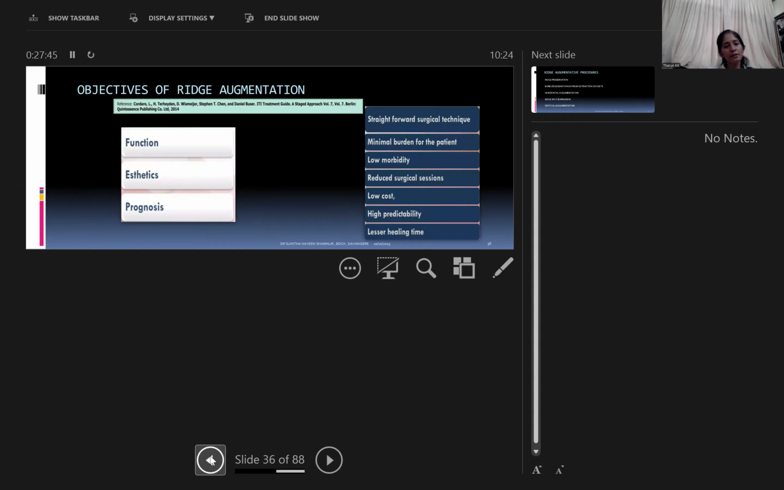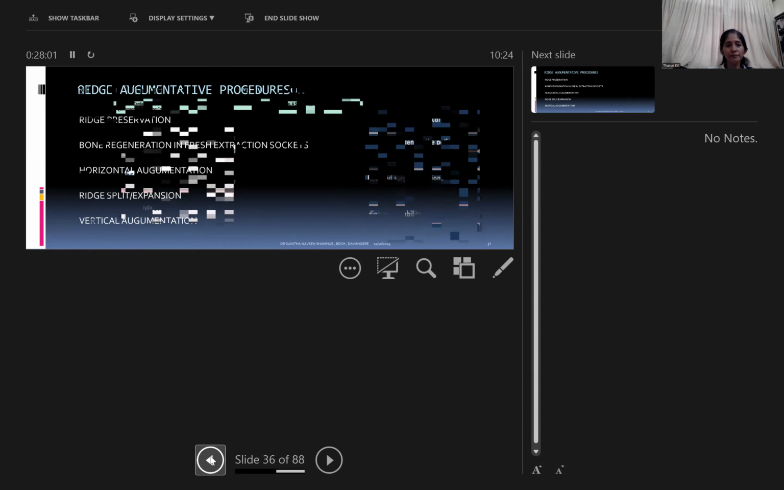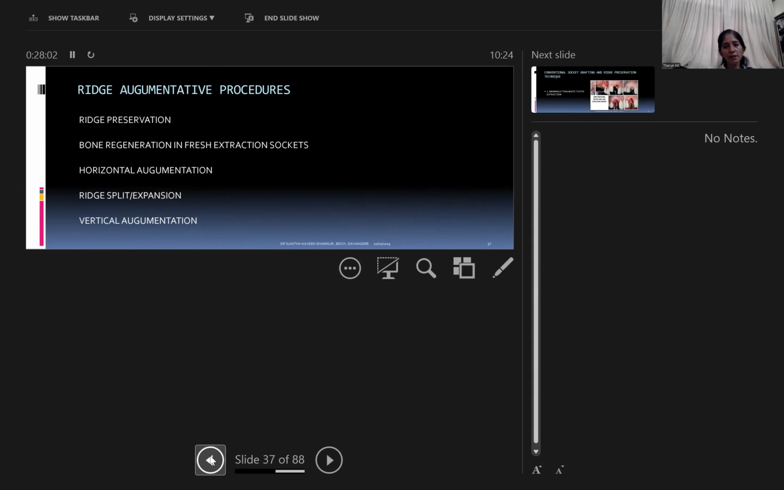Now, once we have done all the soft tissue augmentation procedures, we are proceeding with the hard tissue. Hard tissue, what is my rationale? To have good function and aesthetics, thereby leading to a good prognosis. What are the different procedures?